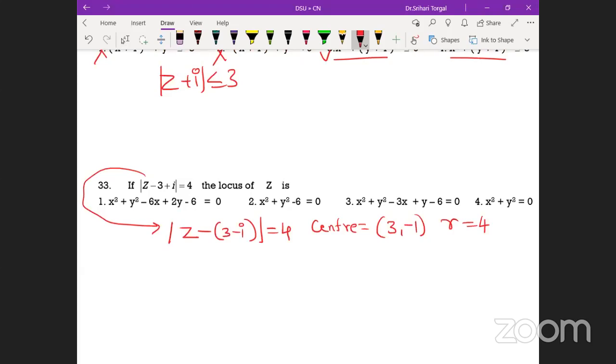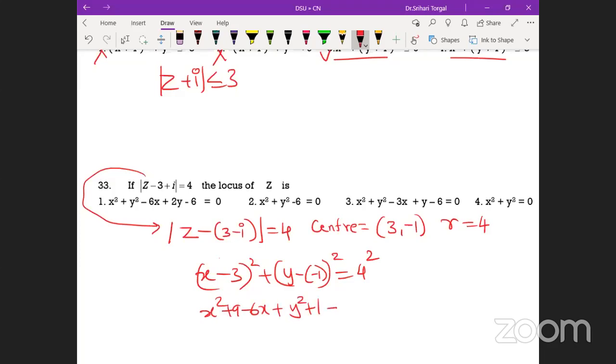Now the center is found, the radius is found. What do we do now? Let's find out the equation. (x minus h) whole squared plus (y minus k) whole squared is equal to r squared. We know the formula. x squared plus 9 minus 6x plus 2y, 9 plus 1 is 10, minus 6 equal to 0. Option 1 is the answer.